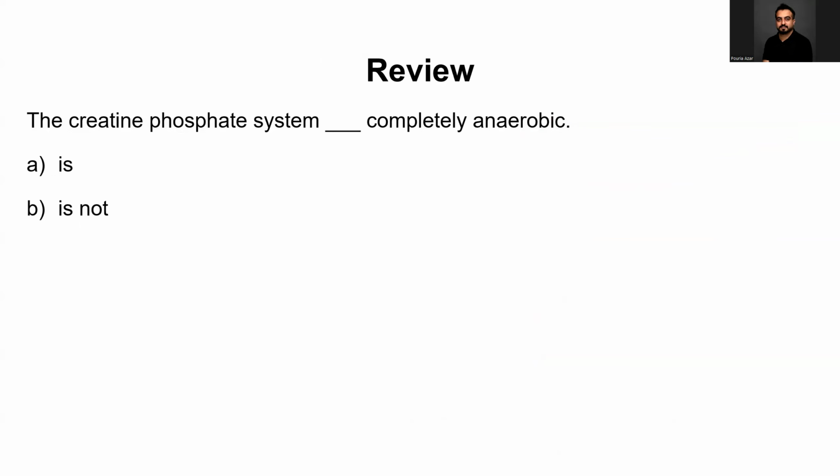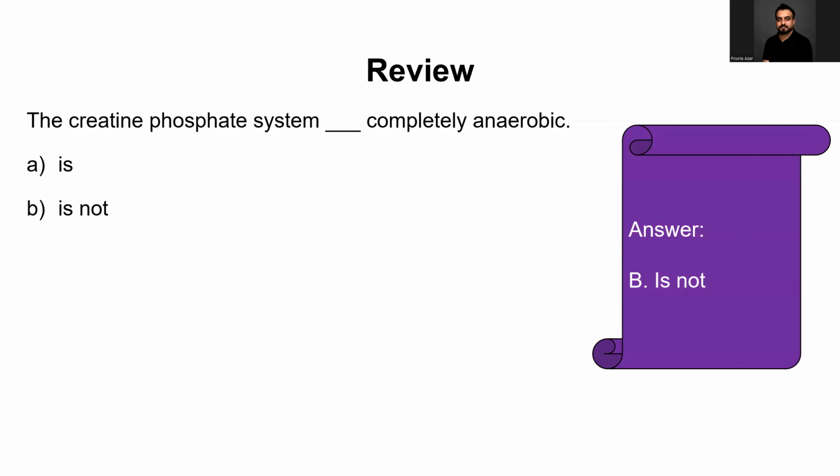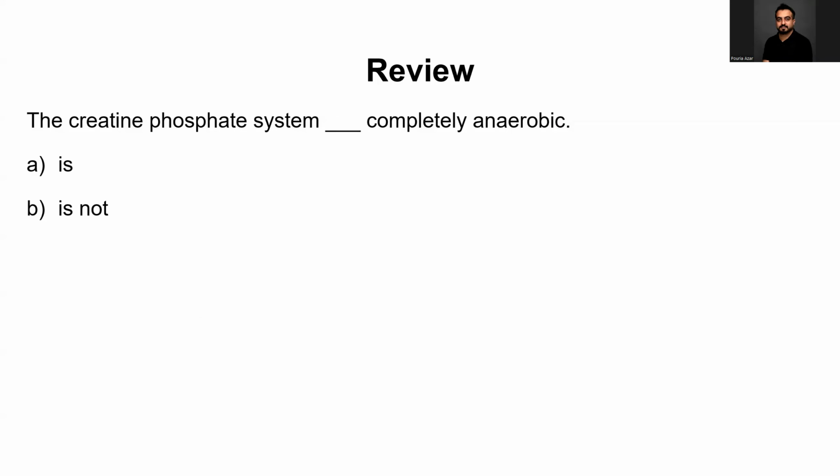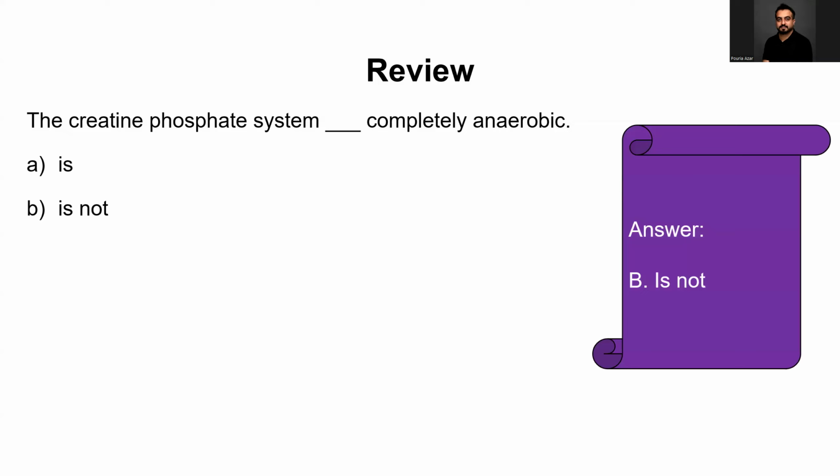Let's answer this question. The creatine phosphate system is completely anaerobic, or is not completely anaerobic. Yes, the correct answer is B, is not completely anaerobic, because in order to recover creatine phosphate, we need the oxidative phosphorylation energy system, which is an oxygen-dependent energy system. So that's why it's not completely anaerobic. But the creatine phosphate reaction itself, the system itself, is anaerobic.